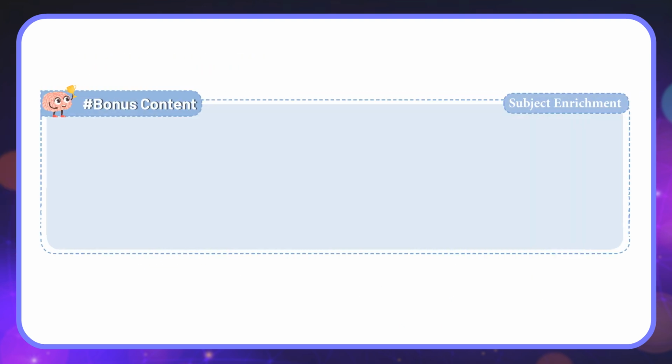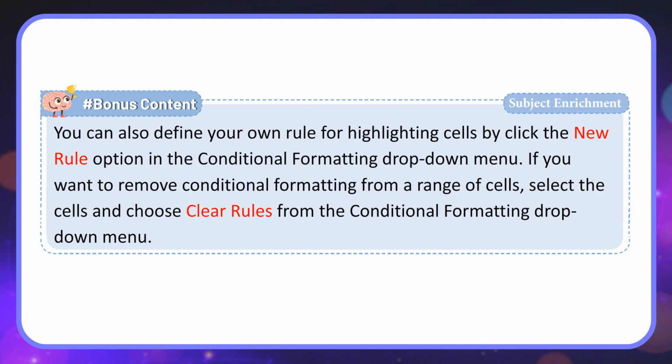Bonus content, subject enrichment. You can also define your own rule for highlighting cells by clicking the New Rule option in the Conditional Formatting drop-down menu. If you want to remove conditional formatting from a range of cells, select the cells and choose Clear Rules from the Conditional Formatting drop-down menu.